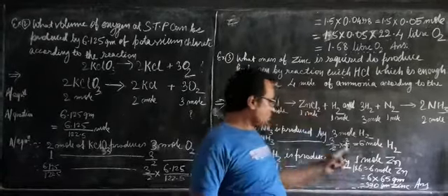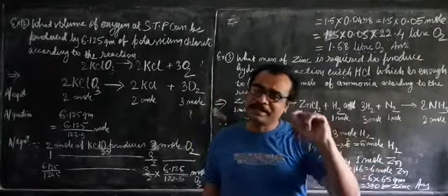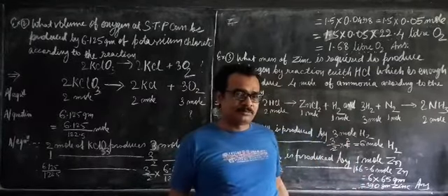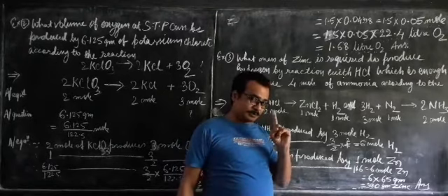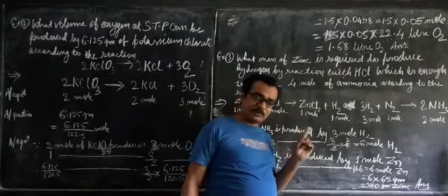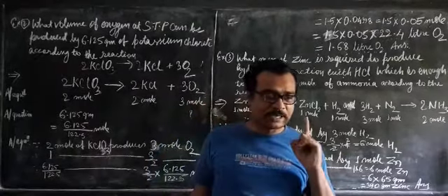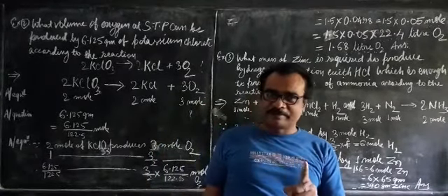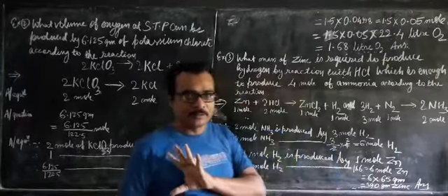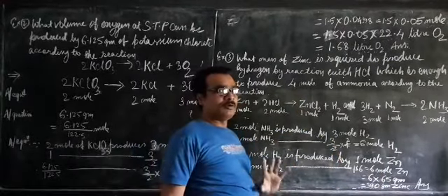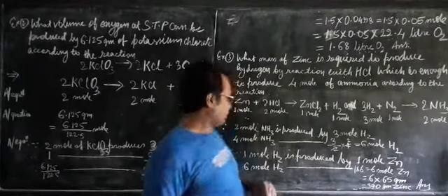That means to produce 4 moles of ammonia we need 6 moles of hydrogen. So we have to produce 6 moles of hydrogen, because 6 moles of hydrogen is needed to produce 4 moles of ammonia. That is why we will find out how much zinc is required to produce 6 moles of hydrogen.